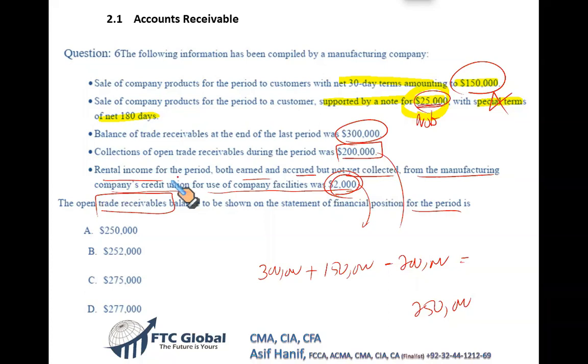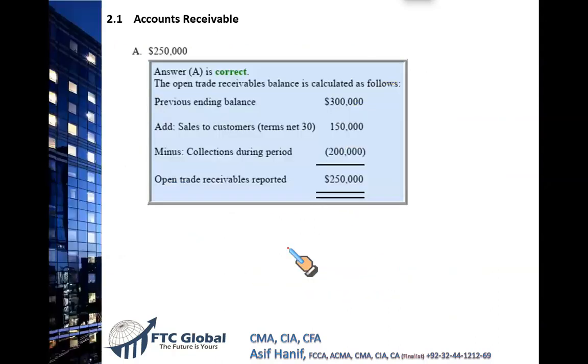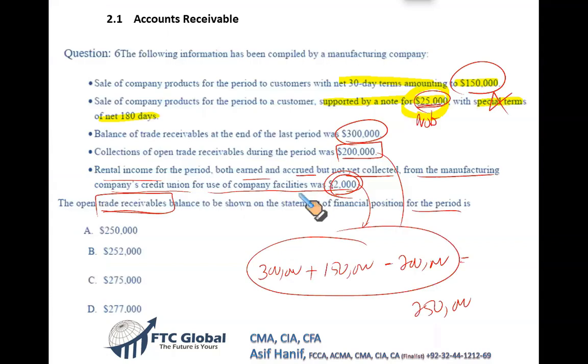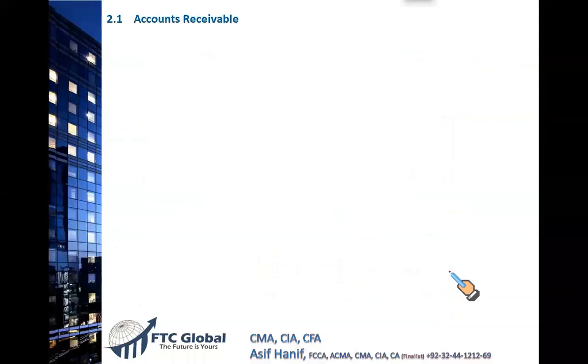This is the rental income due from some other party. They are not our trade receivables. Remember, you have to distinguish between trade receivables and other receivables. We are specifically focusing on trade receivables, so that makes $250,000, option A, the correct answer. This is an amount due, not from our trade receivables, so it is excluded. Take only the amounts relating to your credit customers. Yes, A is the right answer.